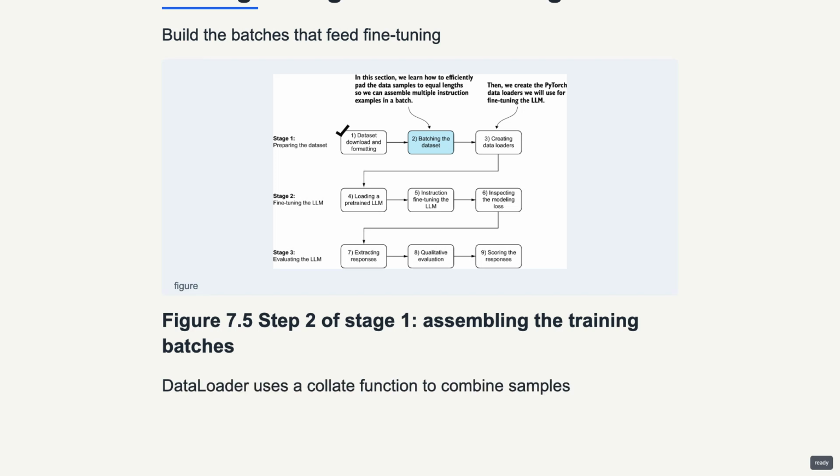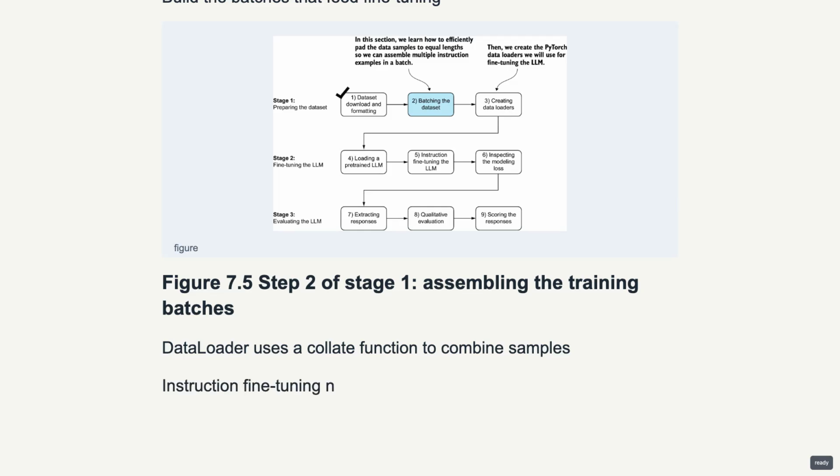PyTorch normally handles this for us with a default collate function. The collate function takes a list of individual samples and merges them into one batch tensor that the model can process efficiently. Instruction tuning is more specific than ordinary classification, so the default batching logic is not enough. A custom collate function lets us control formatting, padding, and target construction in a way that fits the dataset exactly.